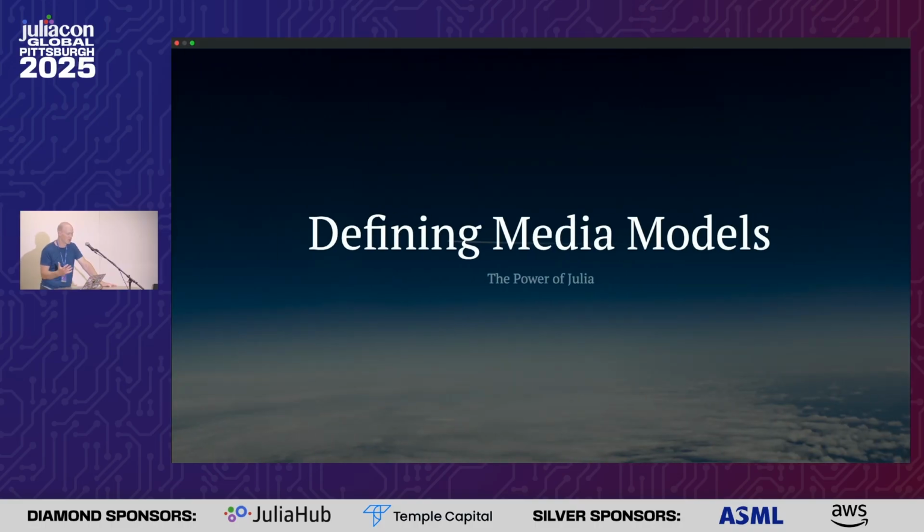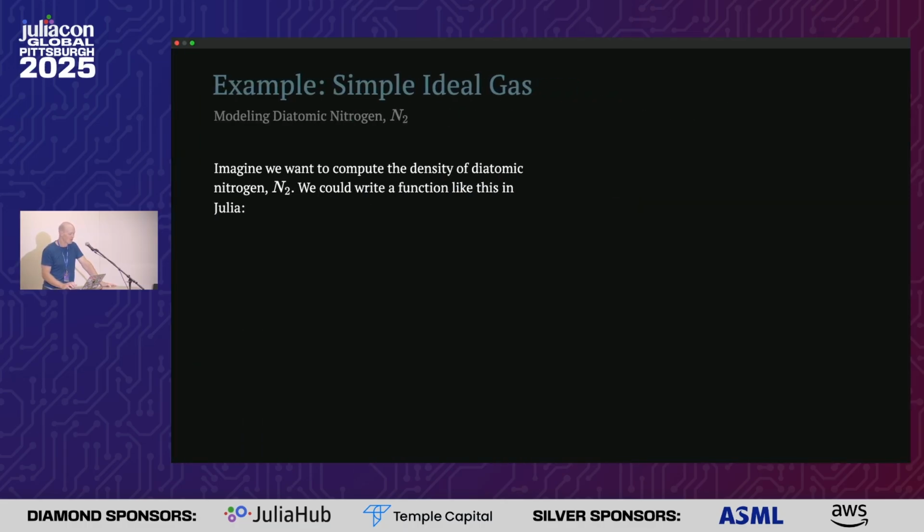So let's start with the medium model stuff. A lot of what you're seeing here was developed by Venkatesh Prasad. We're going to start with a simple example of an ideal gas, and I'm going to choose diatomic nitrogen because it's the most plentiful thing in this room. You could write a very simple Julia function to calculate the density of diatomic nitrogen. It's pretty straightforward, just this relationship. You might think, well, this is kind of trivial. We'll see where this gets a lot more complicated in a minute.